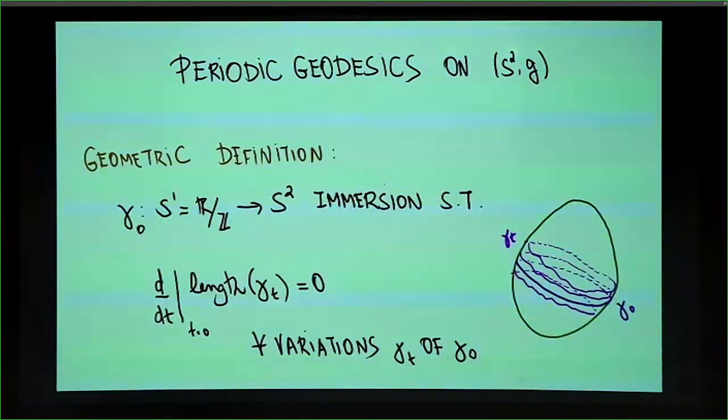Okay, so this is why I call this a geometric definition, and actually it's a geometric variational definition, because I have the functional, the length, which assigns to each immersion of the circle a number, and I'm looking at exactly the critical points of this function.